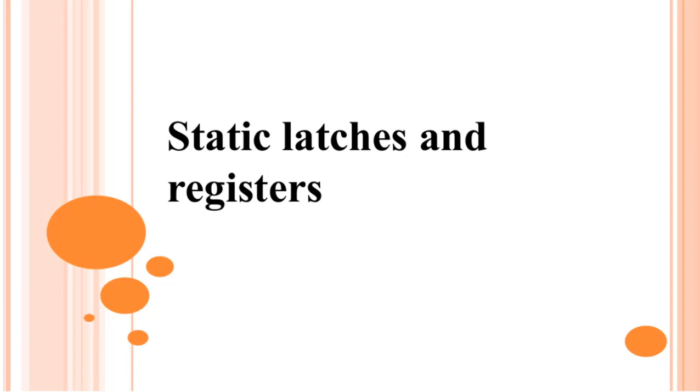Now let's talk about static latches and registers. These are fundamental components in digital circuits used to store data. A static latch holds its output steady as long as the enable signal is active, making it useful for temporary storage. Registers, on the other hand, consist of multiple latches and are designed to store several bits of data simultaneously. They are essential for buffering and synchronizing data in a system. Understanding how these elements work helps us grasp how information flows and is maintained within digital systems.